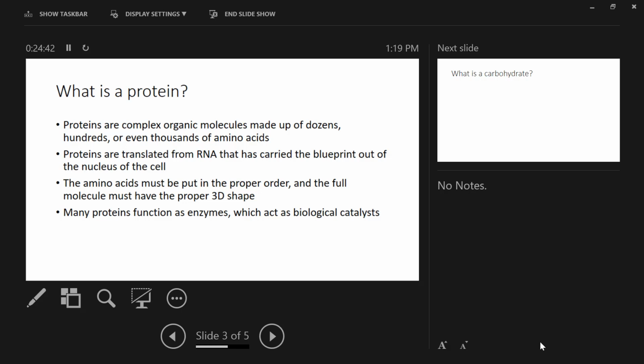Okay, any questions about this question? We have two more complex organic molecule types to talk about. We've talked about nucleic acids, we've talked about proteins, we've got two more. Did you have a question?